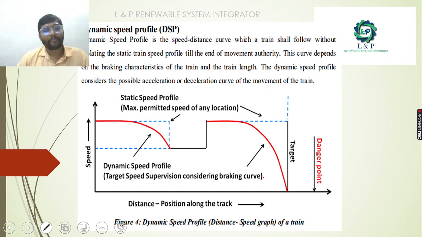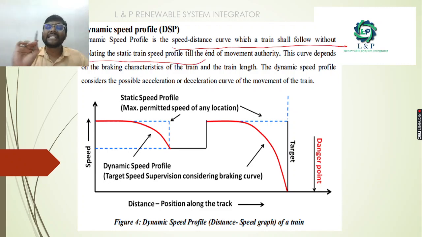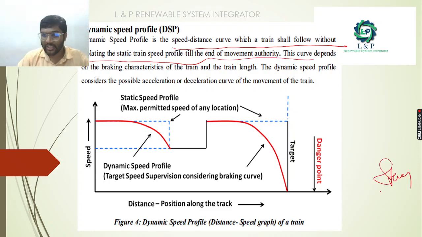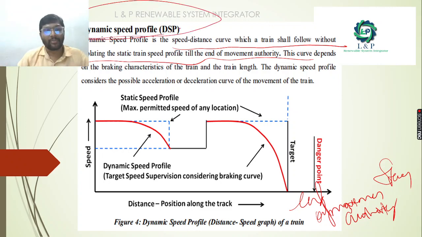In the same way, we have a dynamic speed profile. It is also a speed distance curve which a train follows without violating the static speed profile till the end of movement authority. So we have a starting point of movement authority, and also an end of movement authority. Till the end of movement authority, the loco train collision avoidance system will follow the dynamic speed profiles.